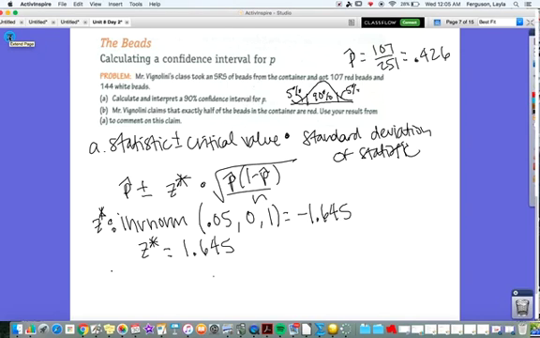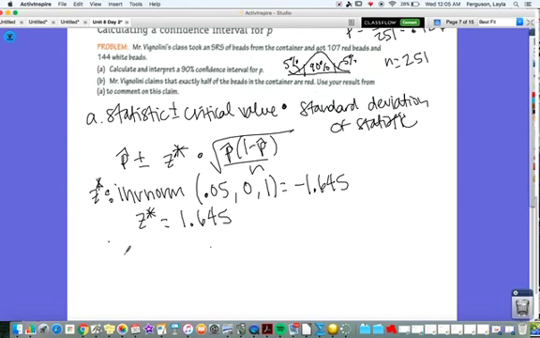All right, so now that we have our p hat and we have our z star, and we already know that our n is going to be the number of beads that we're looking at, so 251, then we can plug all of that into this formula here. So our p hat we said was 0.426. We're going to do plus or minus the z star, so 1.645, times the square root of 0.426 times 1 minus 0.426 all over 251.